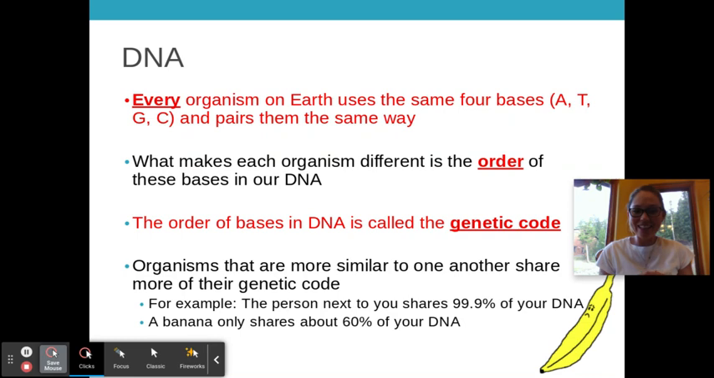And what I think is cool too is that 60% of your DNA is the same as a banana. And that's because a lot of our cells are the same. And so we need to have the order of the A's, T's, G's, and C's the same as well.